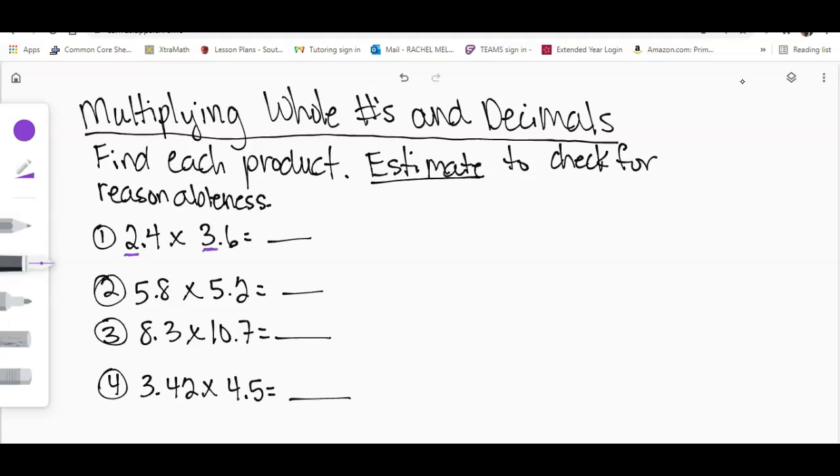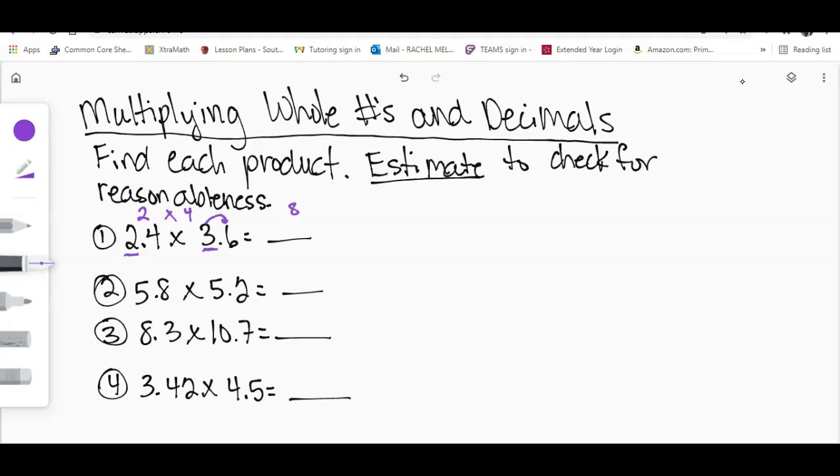Okay, so I would round 2 4/10 to 2. And I would round 3 6/10, since there's a 6 right here, I would round that to 4. So my estimate here is 8. That means that my real answer has to be close to 8. And we'll come back and discuss that after we find the real answer.